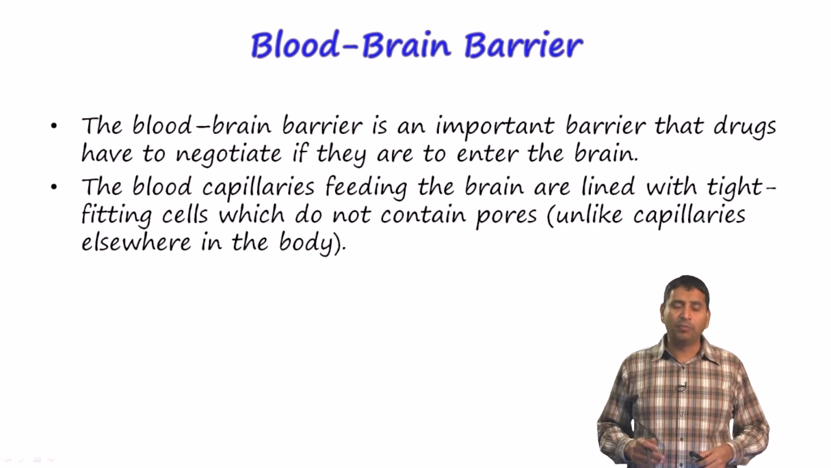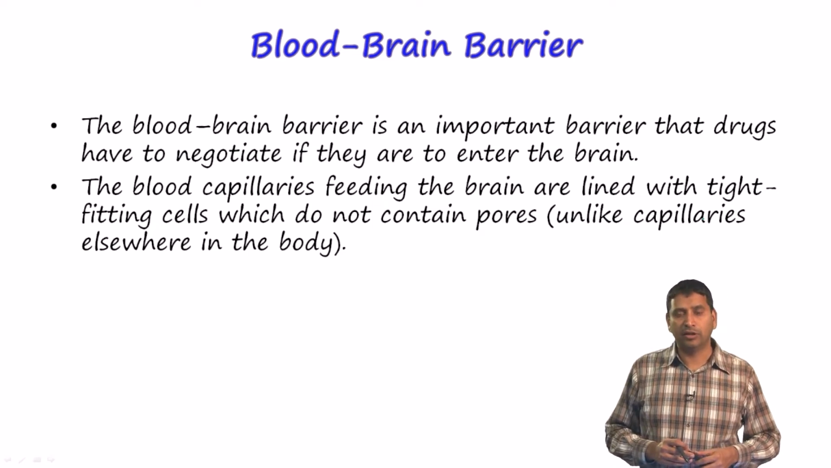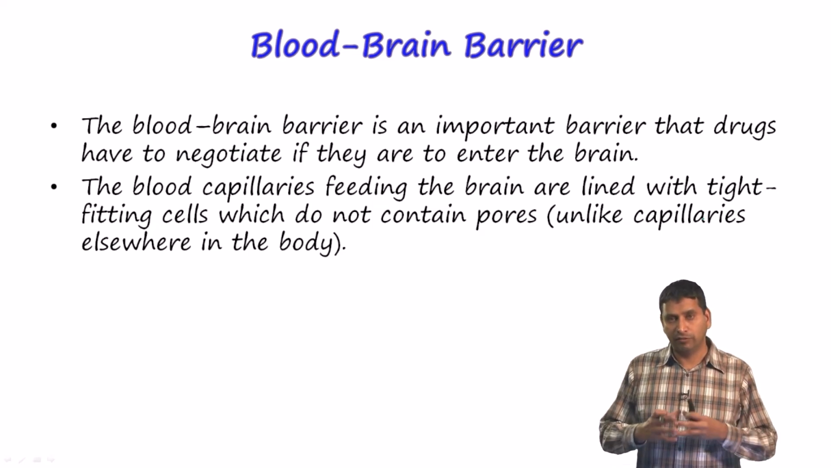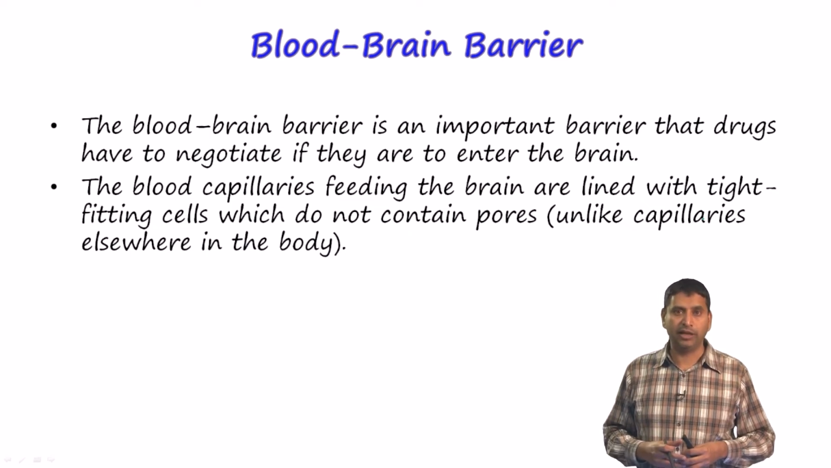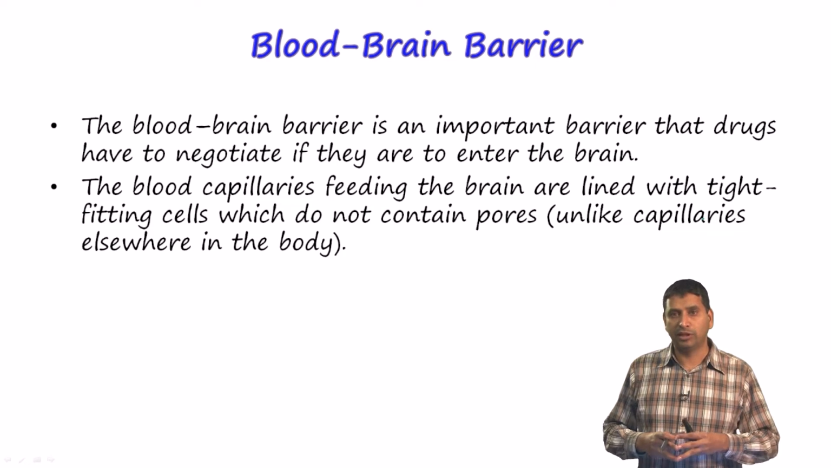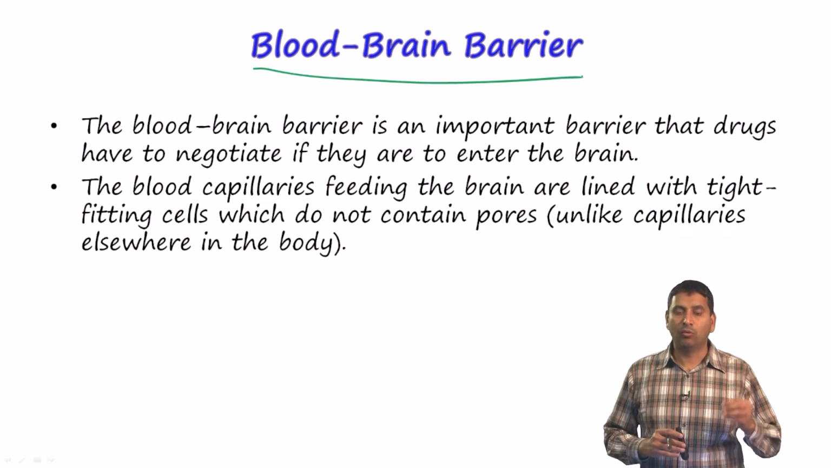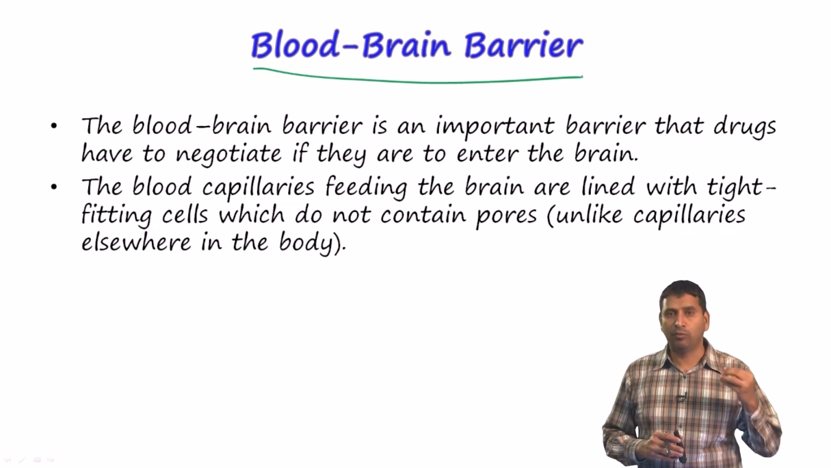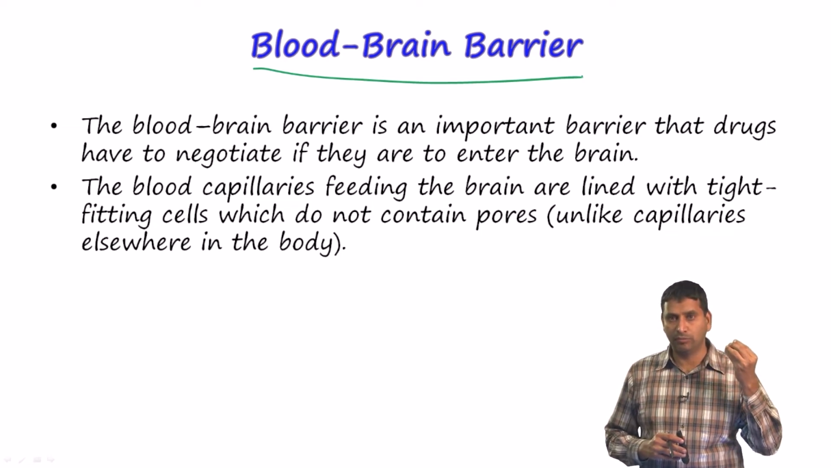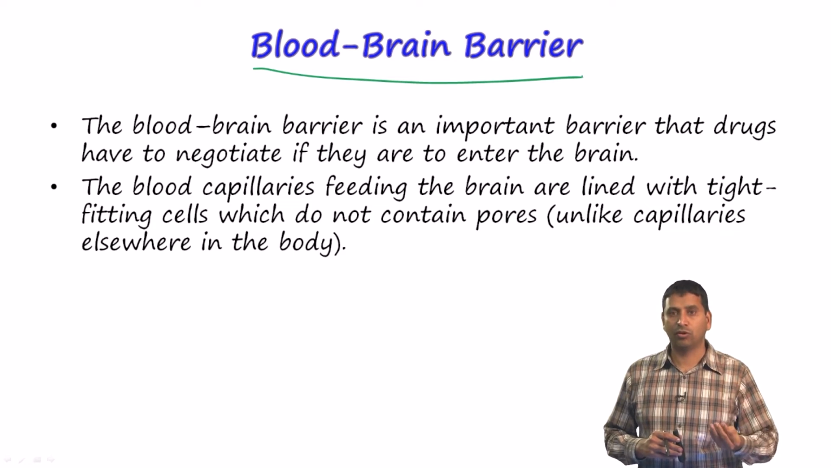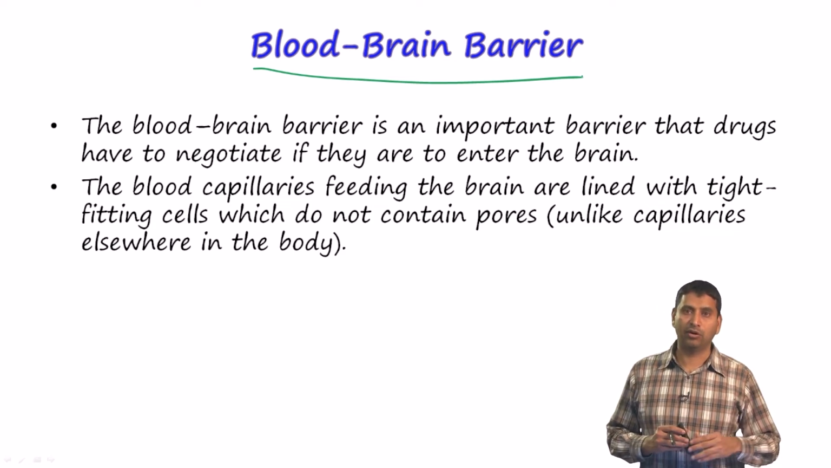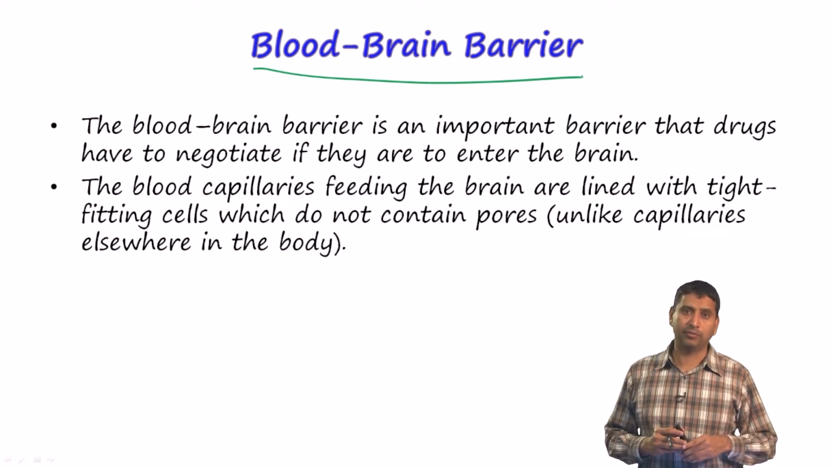Now, there is another important factor when we are considering various organs in the body. One of the most important organs that we have is the brain, and the brain is protected quite a bit from the rest of the body by what is known as the blood brain barrier. If one wants to send a drug to the brain, then it has to cross or negotiate this barrier.